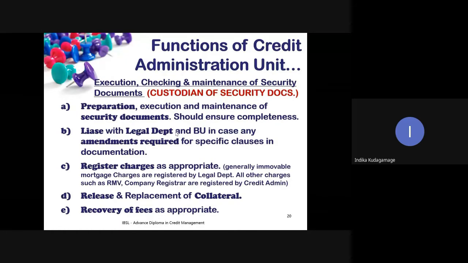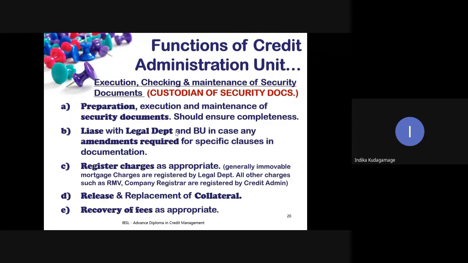Normally, for immovable property, that is land and building, mortgage registration will have to happen through the legal officer. Why? They are giving their own number for that, the mortgage bond number. But for all other registrations, like the company register, you can say that currently our legal officer is doing the company register. But as per the theory, except for the mortgage bond registration, all other outside registrations have to be done by this CAU.